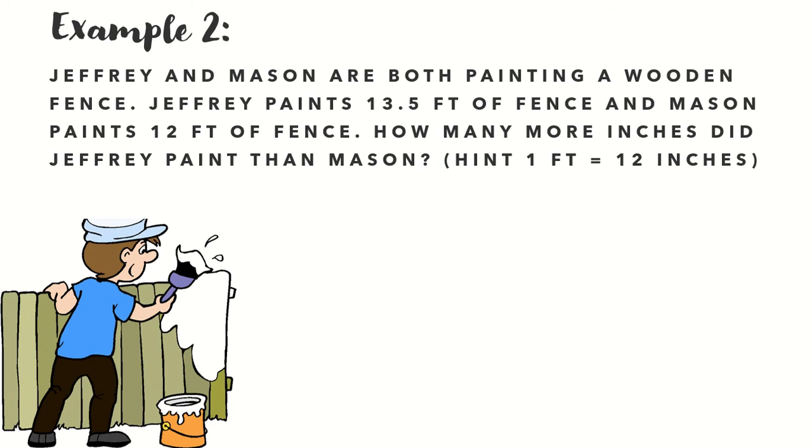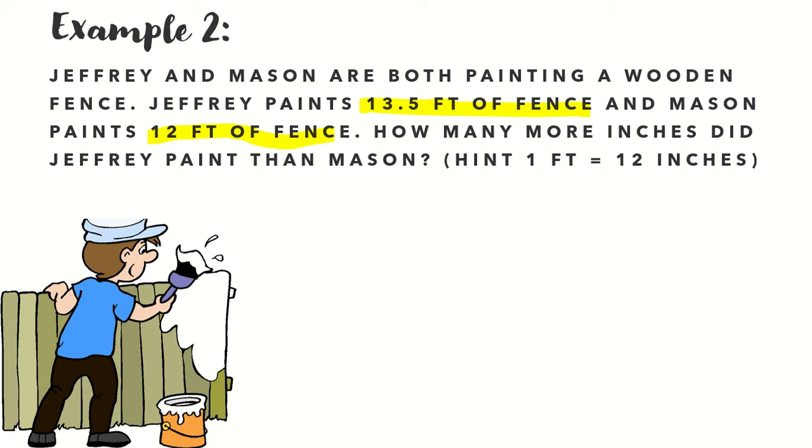Jeffrey and Mason are both painting a wooden fence. Jeffrey paints 13.5 feet of fence. Mason paints 12 feet of fence. So two people, they've painted different amounts. How many more inches did Jeffrey paint than Mason?